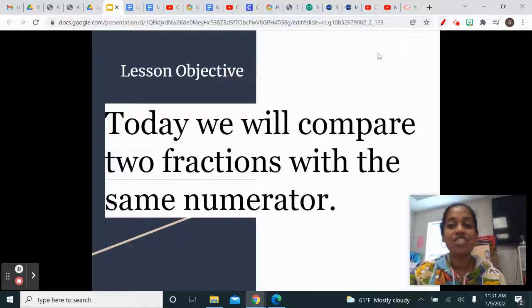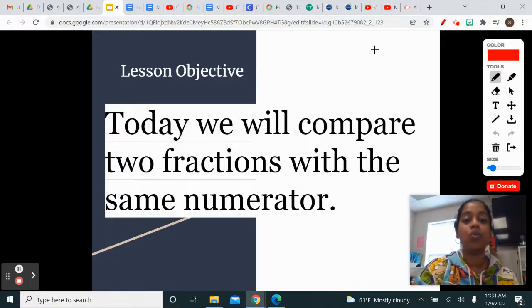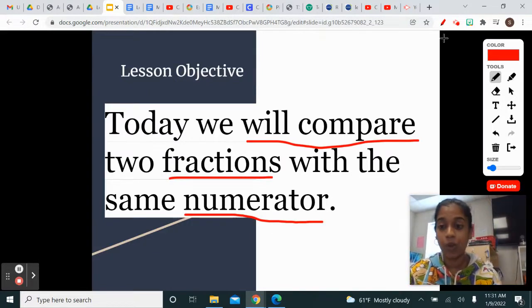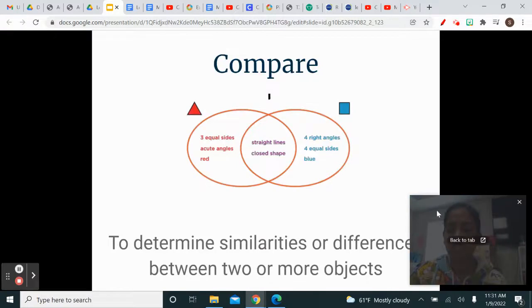Lesson objective. Our lesson objective for today is that we will compare two fractions with the same numerator. That's really important today. We're going to be comparing fractions with the same numerator. Okay, before we get into that, let's go over some of our vocabulary.